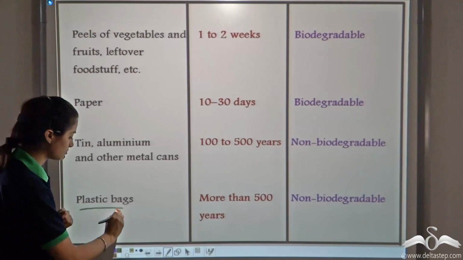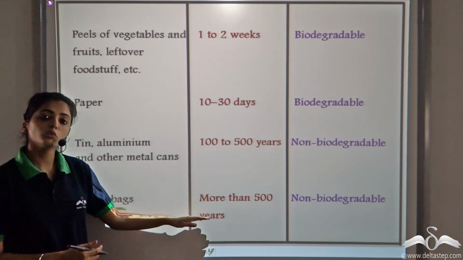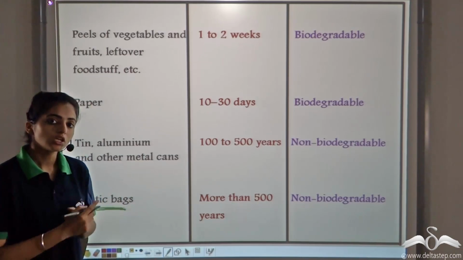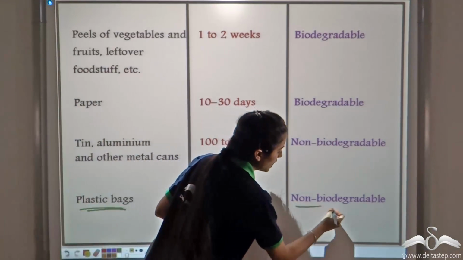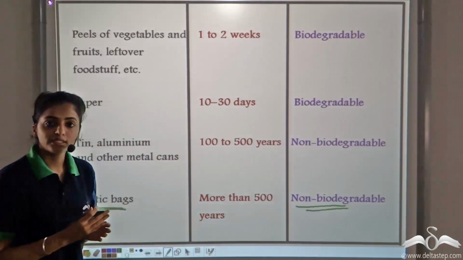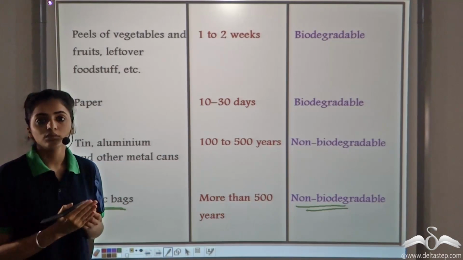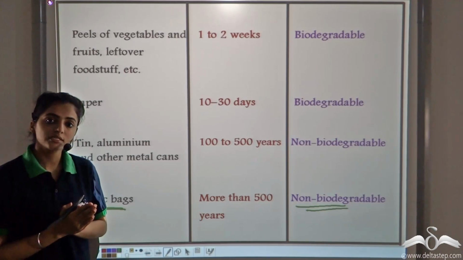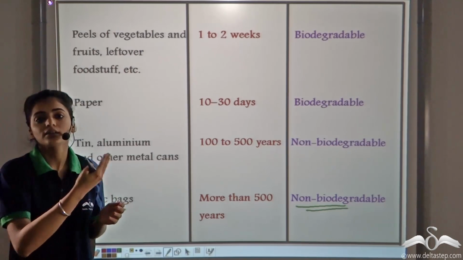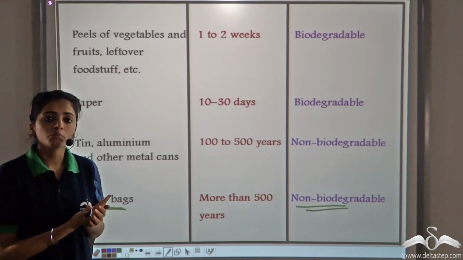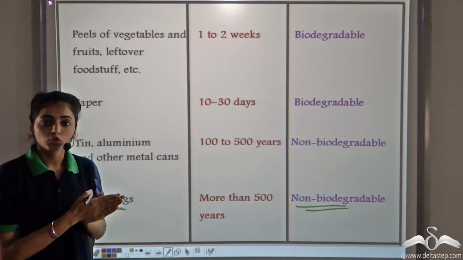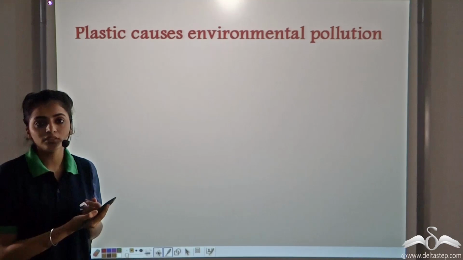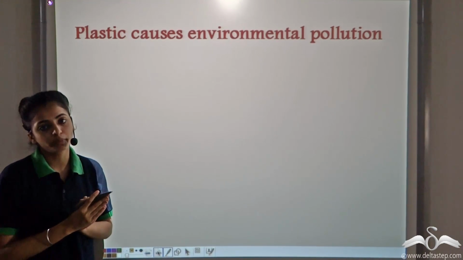Similarly, plastics. They take even more than 500 years to degrade. Now that is a very, very long duration. So we consider plastics to be non-biodegradable. That is, they cannot be degraded by natural processes. Since they cannot be degraded by natural processes, they keep on accumulating in the environment. We cannot decompose them even by heating. So they harm the environment. We call this environmental pollution of plastics.